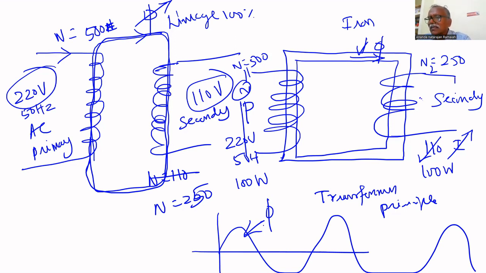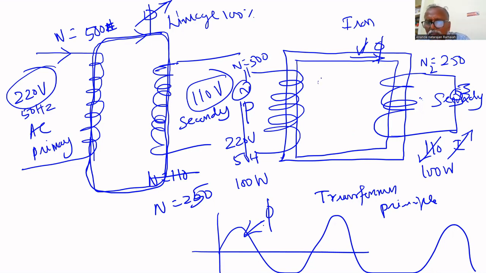That's why there is a current. If we connect a bulb here, that will glow. Without any physical connection between primary and secondary, the bulb will glow because the primary produces a variable flux that is linked with the secondary. That's why the secondary produces voltage and current, and the bulb will glow. This principle is called the transformer principle.